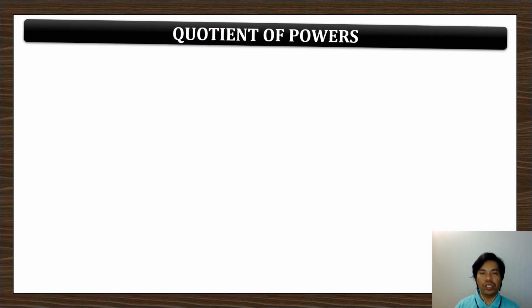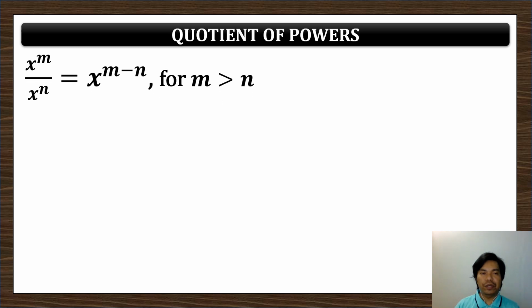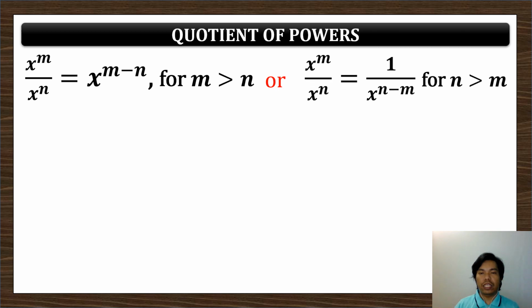Ngayon naman ay pag-aaralan natin ang tungkol sa quotient of powers. Sa quotient of powers, if we have the form x raised to m over x raised to n, then this is equal to x raised to m minus n for m which is greater than n. Or if our n is greater than m, then we will have here 1 over x raised to n minus m following the law of negative exponent na na-discuss na natin kanina.